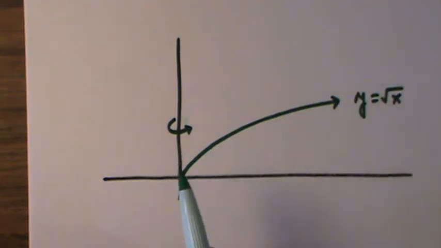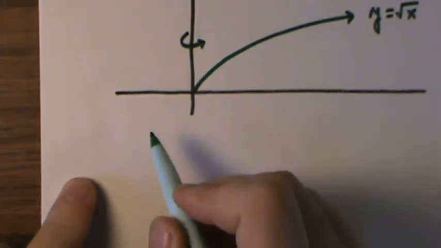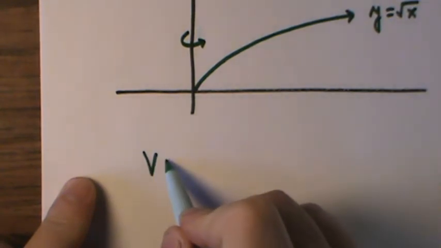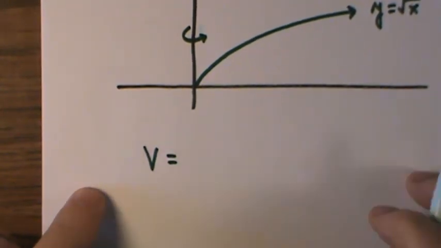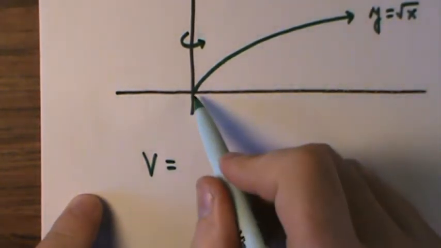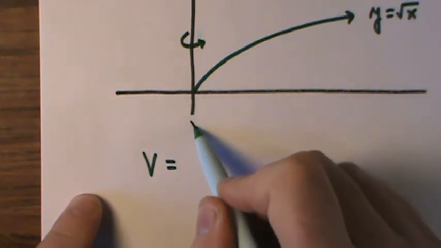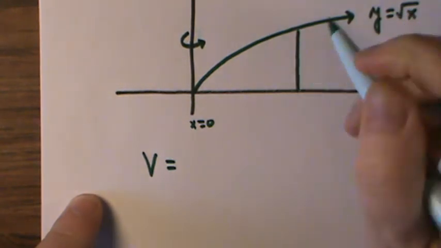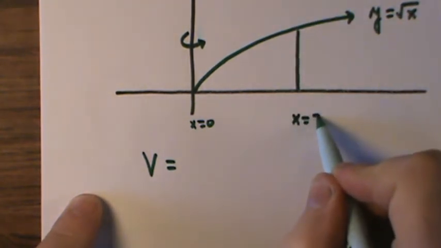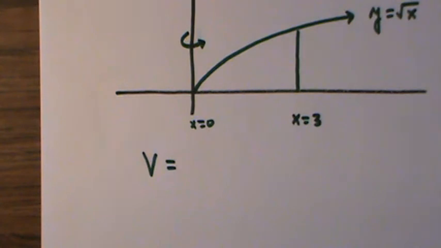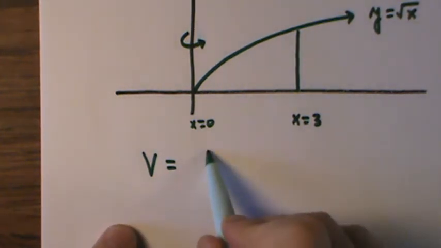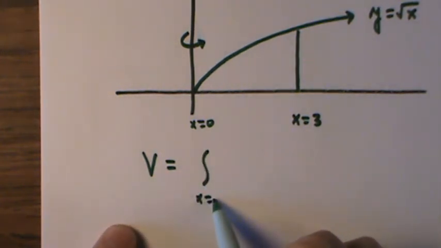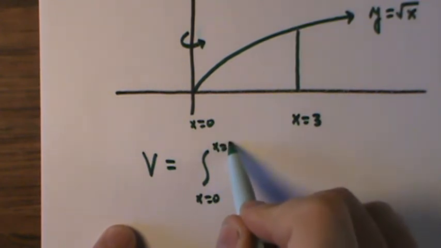And so the shell method is really what we want to use, because it allows us to say our volume will equal. Now I'm going to set this all up. Bear with me here. We're going to go from x equals 0 out to x equals 3. So I've got x equals 0 to x equals 3.